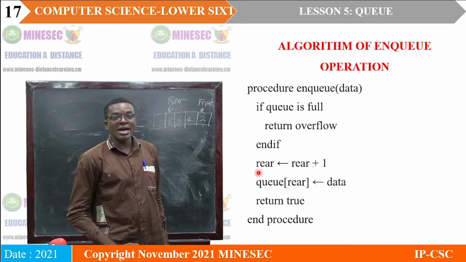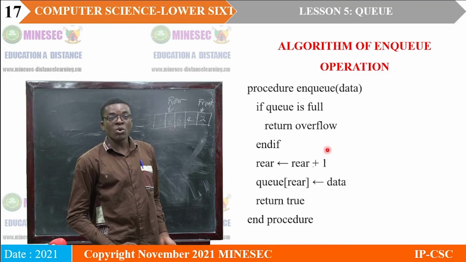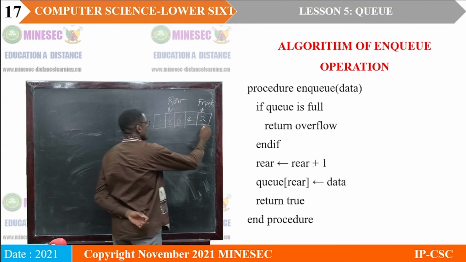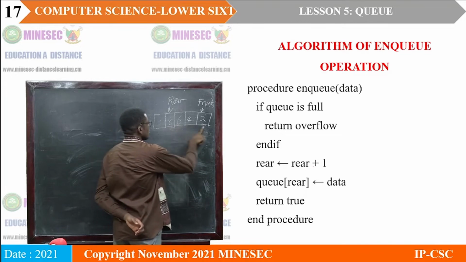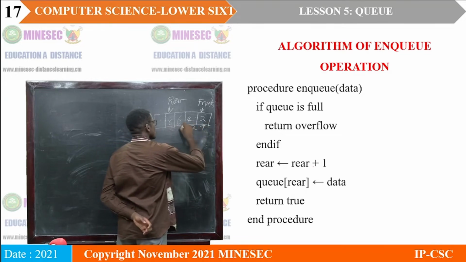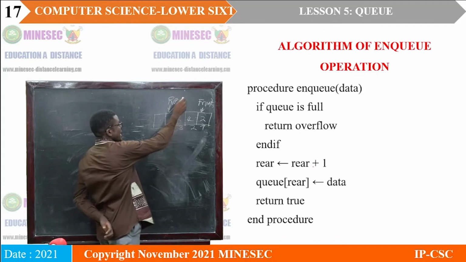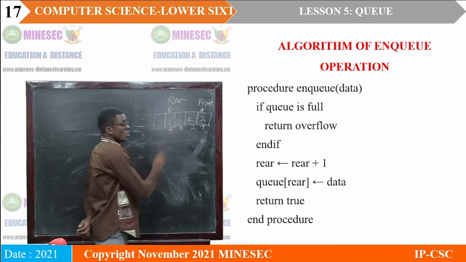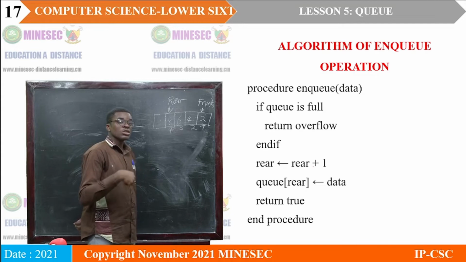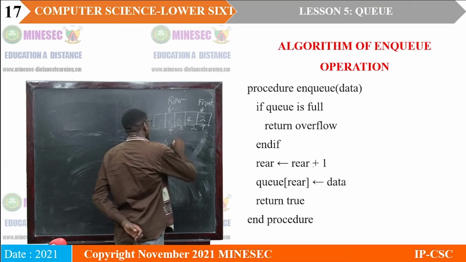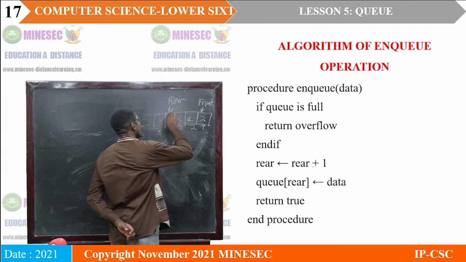Our rear is set: if the queue is not full, then our rear will be equal to rear plus 1. At this point, our main pointer will have 0, 1, 2, 3. Now this will have 1, 2, 3, 4. Our question here is at position 4. But if our queue is not full, we need to increment our rear. Our new rear now will be 4 plus 1. We should be at 5.